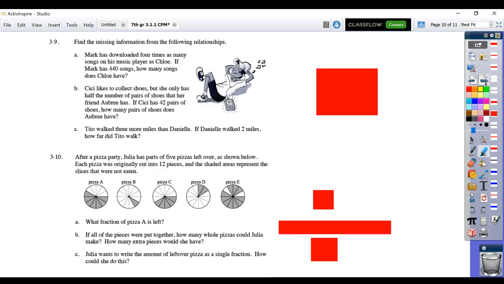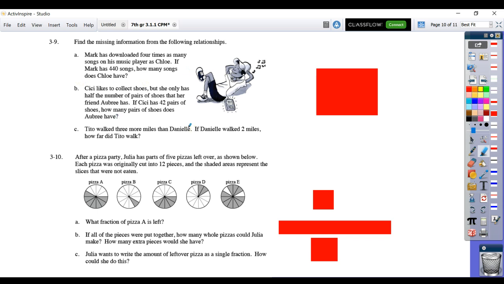For 3.9, you have to find the missing information. So it says, Mark has downloaded 4 times as many songs on his music player as Chloe. If Mark has 440 songs, how many songs does Chloe have? So that would be your first answer, figuring out how many songs she has.